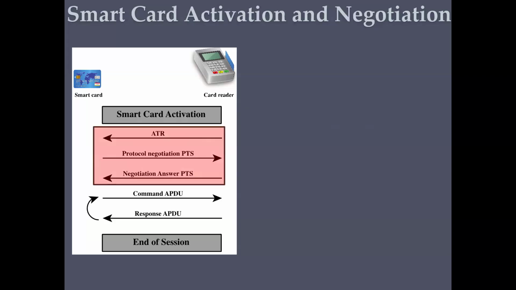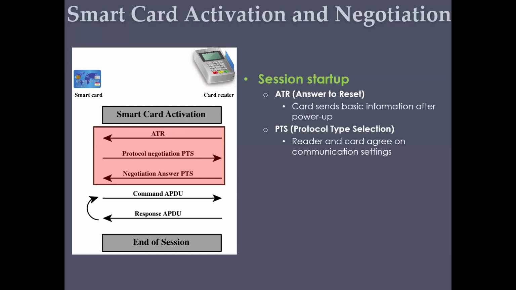The first thing that we have is the ATR and the PTS, the protocol negotiations. We start with ATR, answer to reset. The card sends basic information after power up, okay? And then PTS is sent, and the reader and card have to agree on communication settings. It could be a byte stream or a block of data that is sent between the card reader and the smart card.